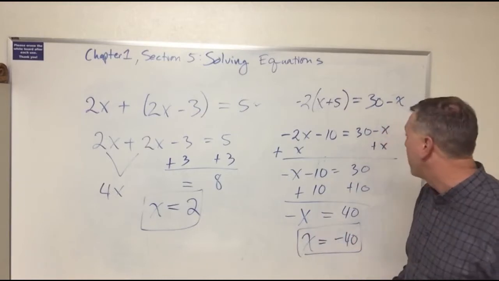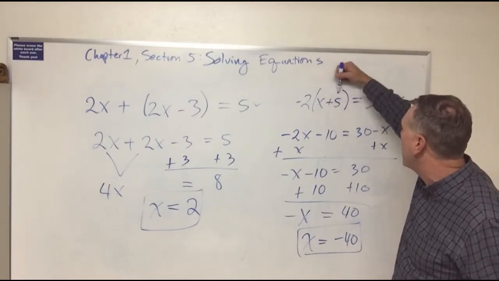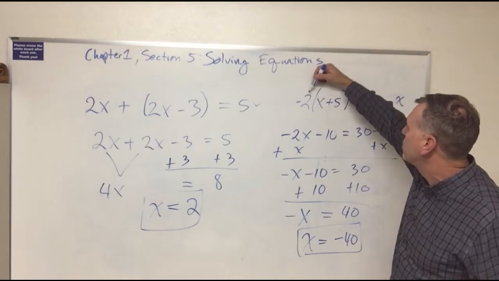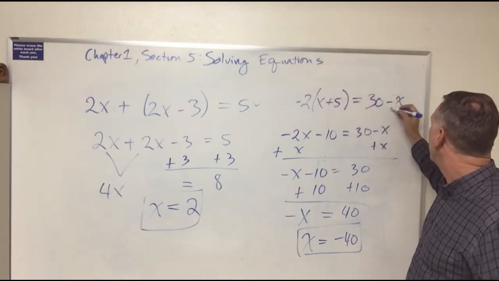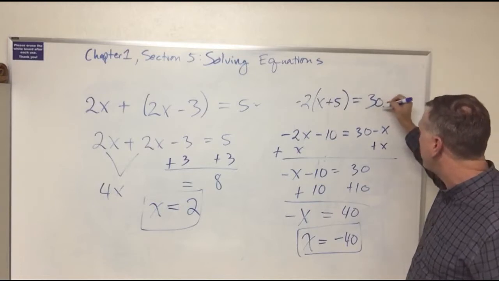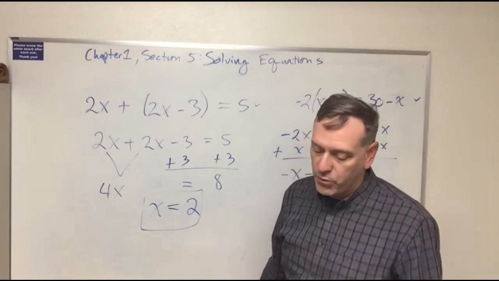Again, a problem that should be very easy to check. Minus 40 plus 5 is minus 35. Minus 35 times a minus 2 is 70. 30 minus a minus 40 is 70, and so that does check out. And so that's the correct answer for that.